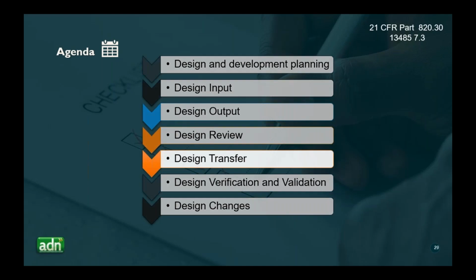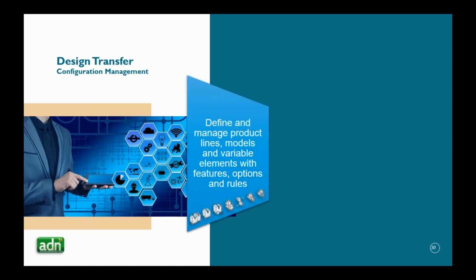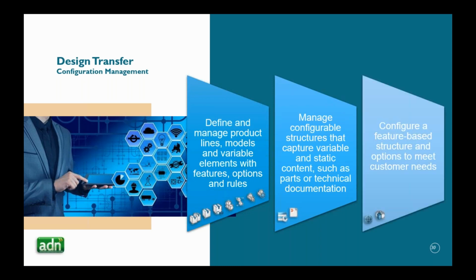Now for the next point, we'll be talking about the design transfer part of our project. For this, we'll be talking about configuration management and how we can define and manage product lines with the different models and the variable elements that contain different features, options, and rules. All of this is to be able to manage all the different configurable structures that capture the different content such as parts and technical documentation that we often have in Excel or Word documents, and to configure a feature-based structure to meet the customer needs.